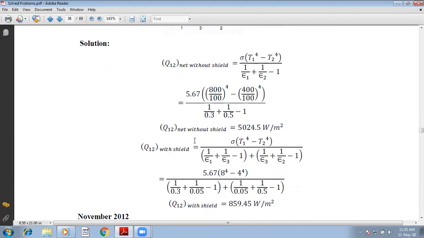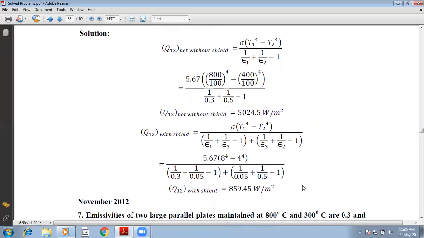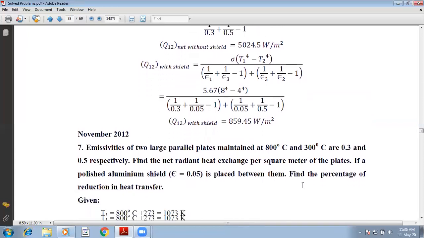Now if you compare the net heat transfer without shield and with shield, you can see there is a drastic decrease in the heat transfer when we have used a radiating shield. And again, it depends upon the emissivity of the radiating surface. If the emissivity is more, we could have obtained a larger value. Moving to the next problem.